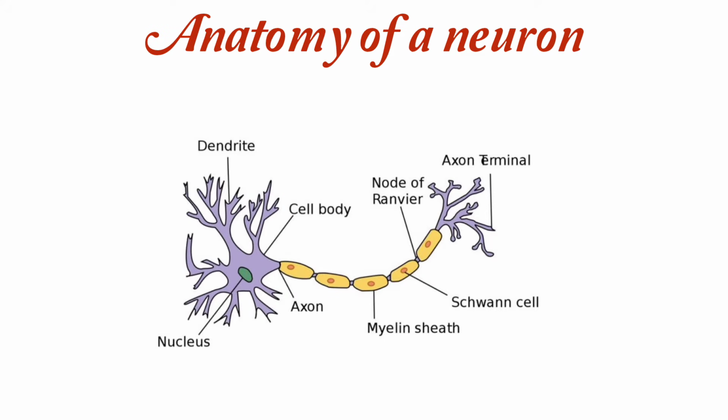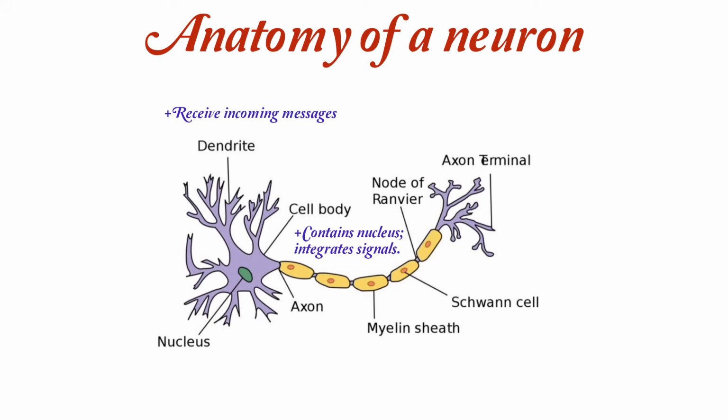The neuron is the fundamental unit of the nervous system. Each neuron has specialized parts that allow it to send and receive messages. It has the cell body, the dendrites, the axon, the axon terminal, and myelin sheaths. The cell body contains the nucleus and the organelles. It integrates incoming signals, while the dendrites are branch-like extensions that receive signals from other neurons.